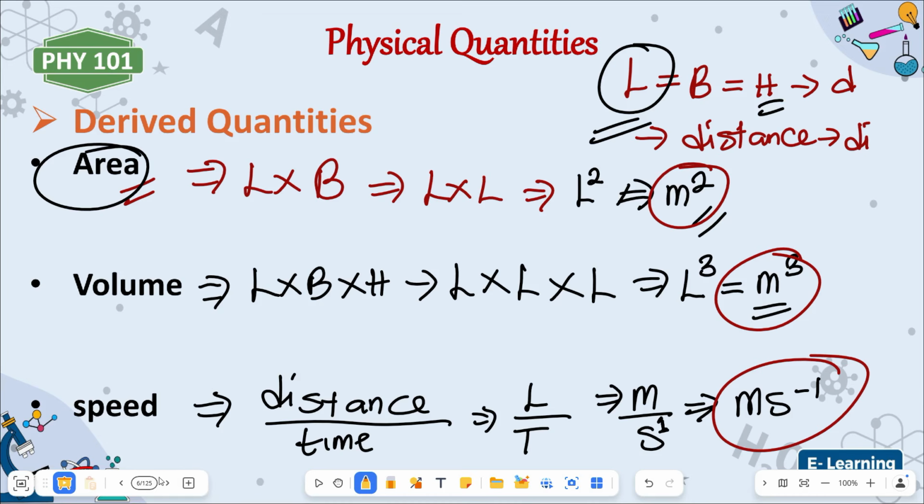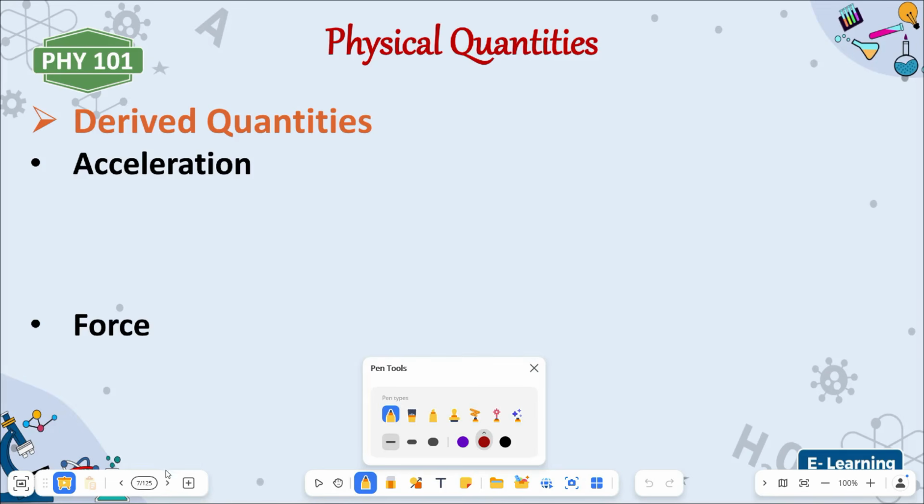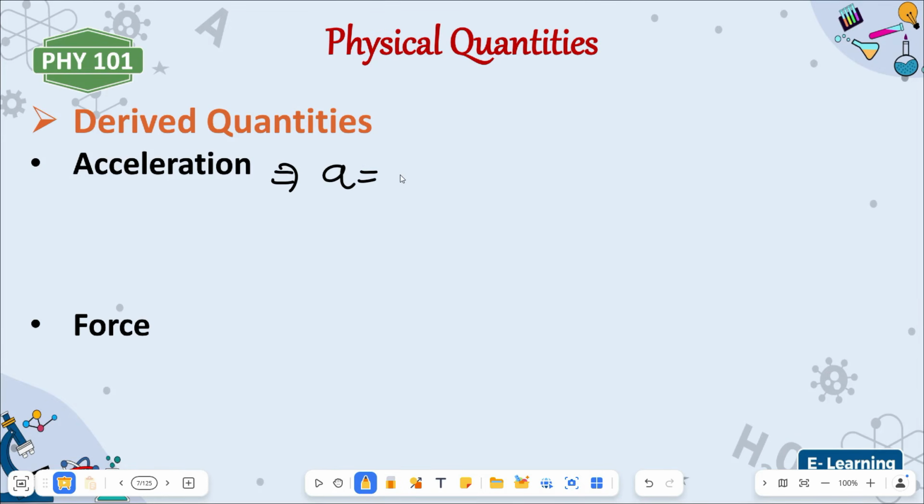All right? Now, let's look at another one. Another one is acceleration. My dear student, what is acceleration? Now, acceleration is what? First of all, we need to look at velocity before we look at acceleration. Let's look at velocity here briefly. Velocity is displacement over time.